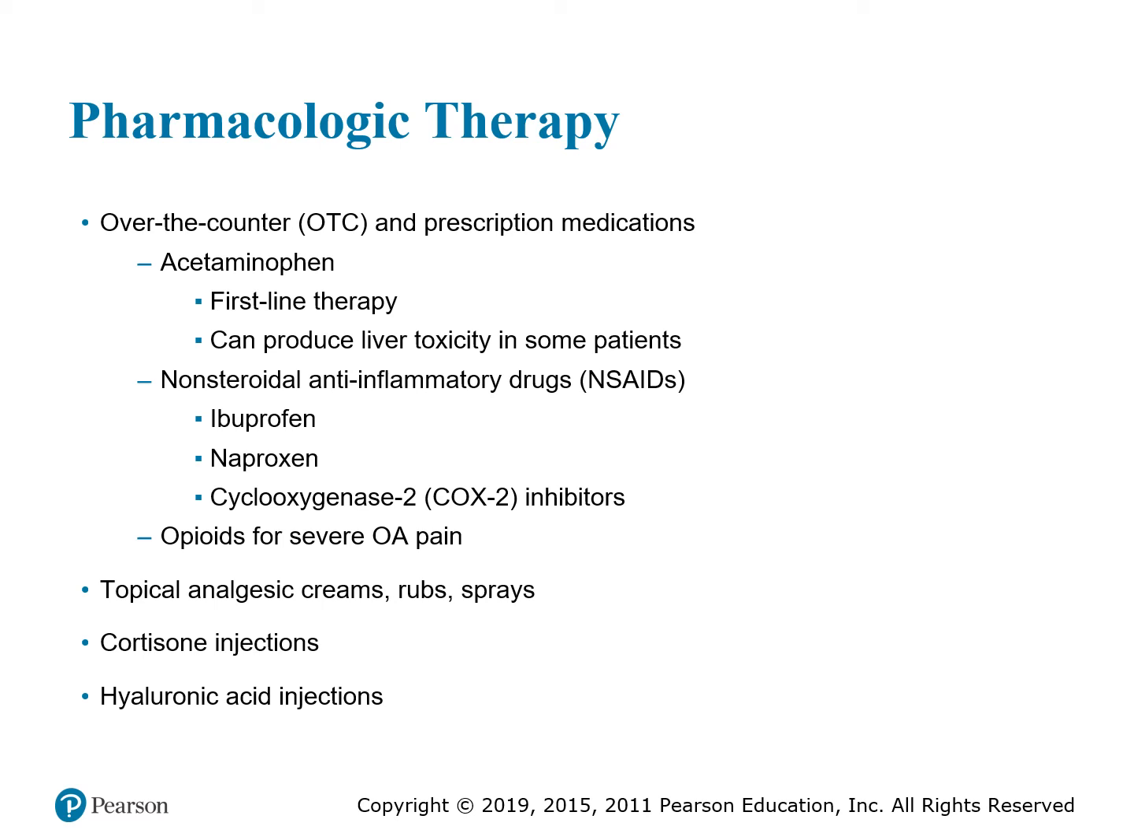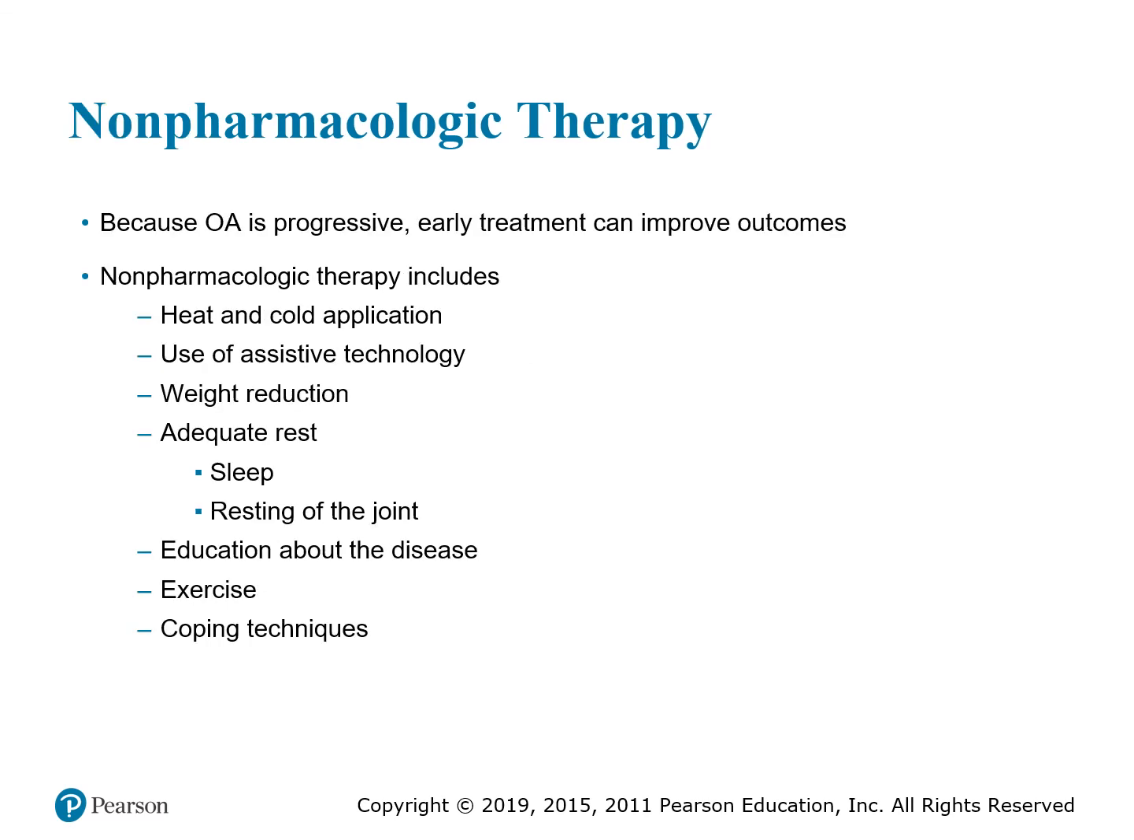Your NSAIDs, ibuprofen, naproxen, your cyclooxygenase, your COX-2 inhibitors, and again, opioids. And make sure you're looking for signs of, is the patient becoming addicted, constipation, and then for your ibuprofen and naproxen, does this need to be given with medicines, because these are very irritating to the stomach. And then there's some other ones listed there for you. Cortisone injections, this helps reduce the inflammation, and so you may not have to have surgery for a while. Because OA is progressive, early treatment is very necessary to help improve your outcomes.